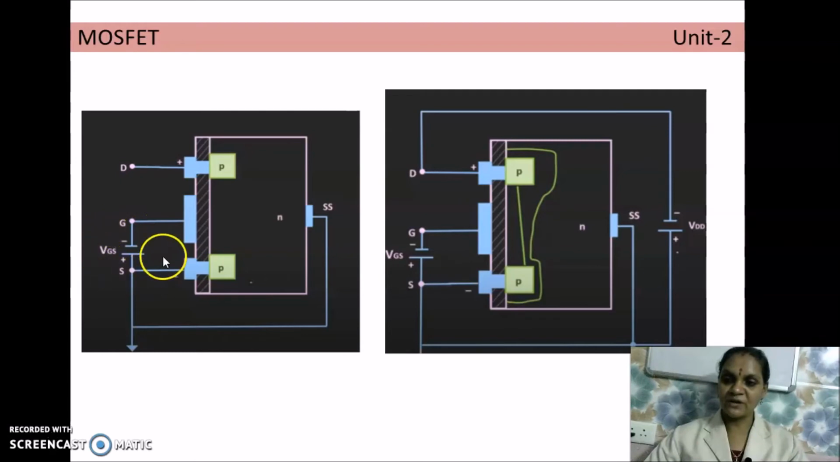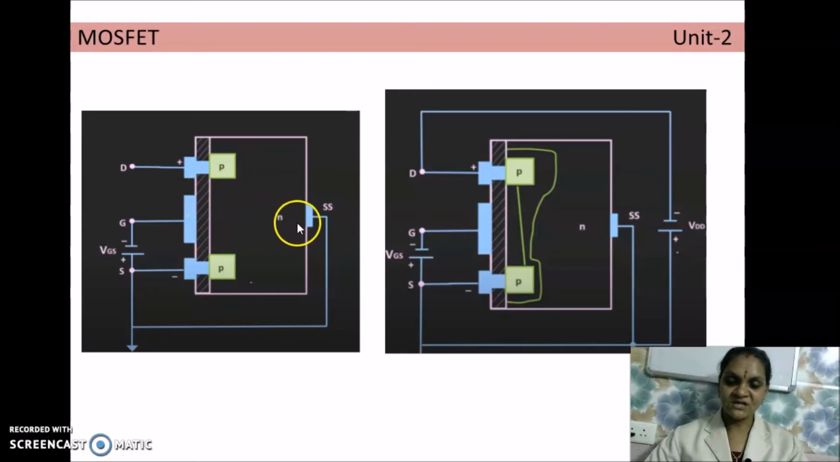And now if we apply a negative value of VGS, this gate terminal is negative, so with the negative force of the gate terminal, it repels the electrons present in the N-type substrate, and all the electrons present here are pushed towards the substrate terminal, and now the minority carriers in the N-type substrate, which are the holes, start to move towards the gate terminal, because the gate is at negative potential.